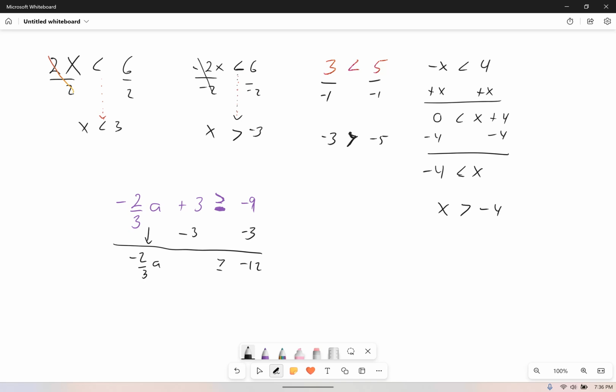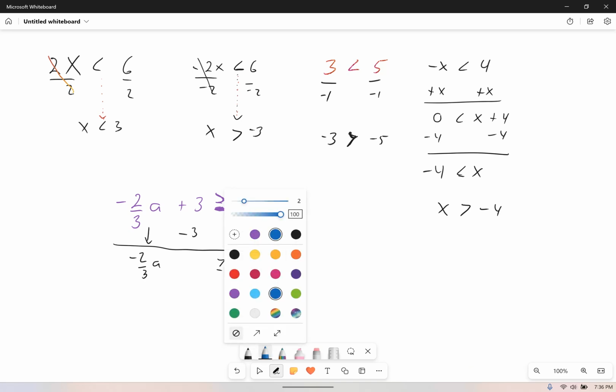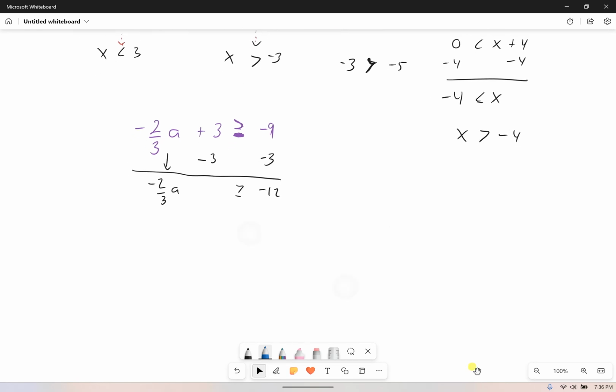And now, you can divide by negative 2/3, but I like to multiply by the reciprocal, which would be negative 3/2. And the reason why I do that is because this is going to become a positive 6 over 6. So the whole thing will become 1a. 2 goes into 12 6 times, but it's going to be negative 6. And then negative 6 times negative 3 will be 18. But because I'm multiplying by a negative now, my inequality sign has to swap.